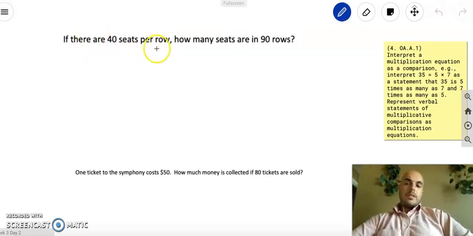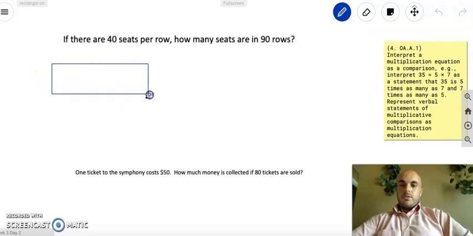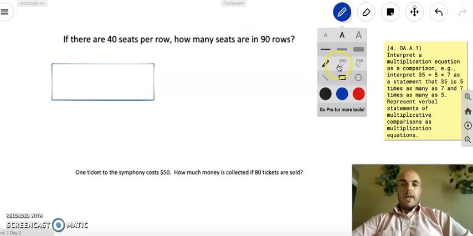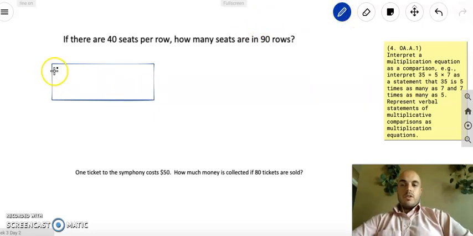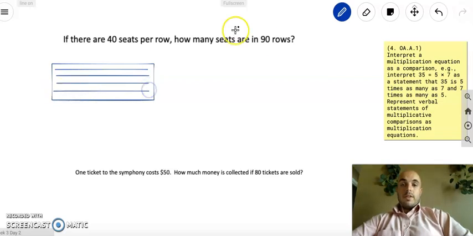If there are 40 seats per row, so let's just draw a picture here to make this a little easier for us to understand. So let's say we're in a stadium or a theater and this is what we have, okay? So we have, of course, lots of rows where people sit, like such. Now I'm not going to draw the 90 rows that we need, but just to help us get an idea of what this could look like. If I were to draw those 90 rows, we'd be here for a while.